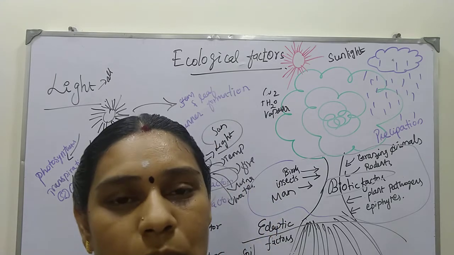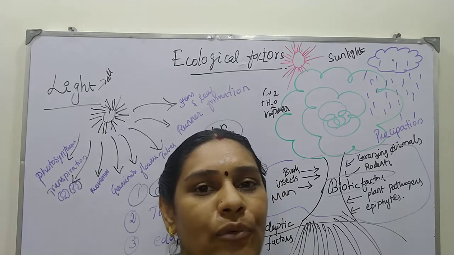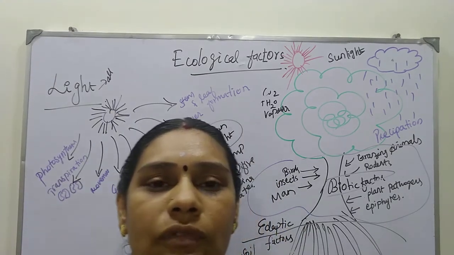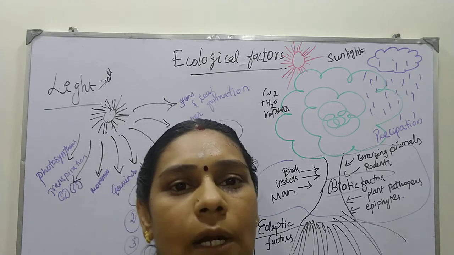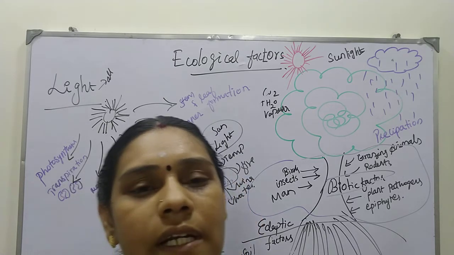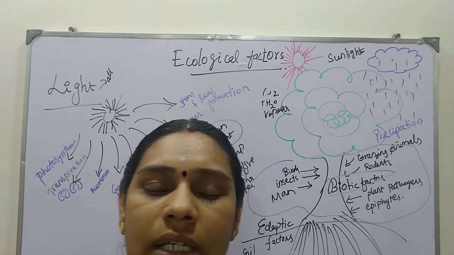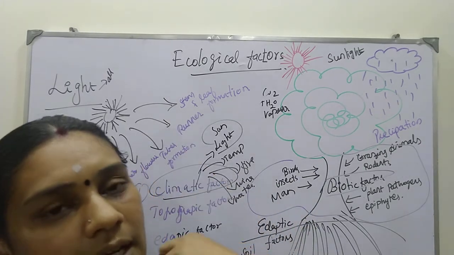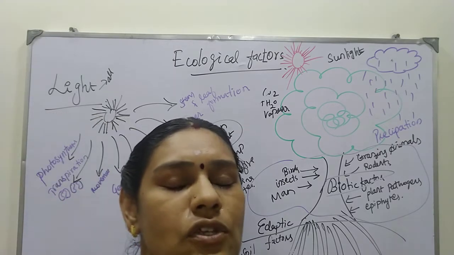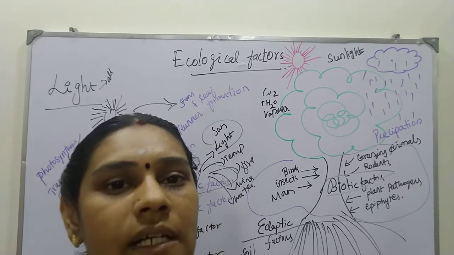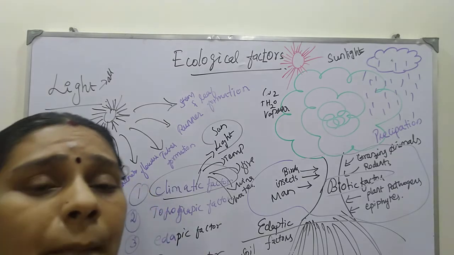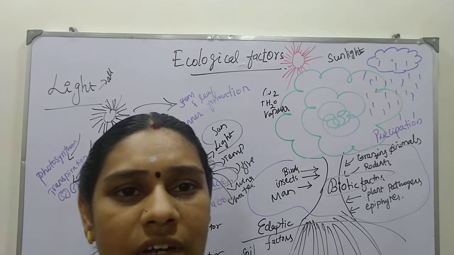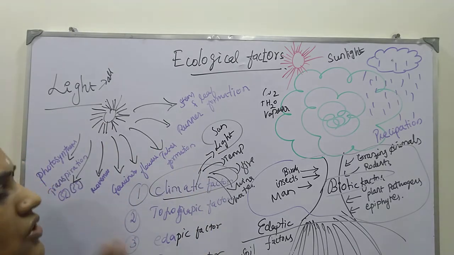Visible light ranges from 400 to 700 nanometers in wavelength. The 400 nanometer wavelength of sunlight gives the violet color, and the 700 nanometer wavelength gives red color. At these two wavelengths of sunlight, photosynthesis will be very good. If you take the range 400 to 500 or 600 to 700, in this range photosynthesis will be very good.